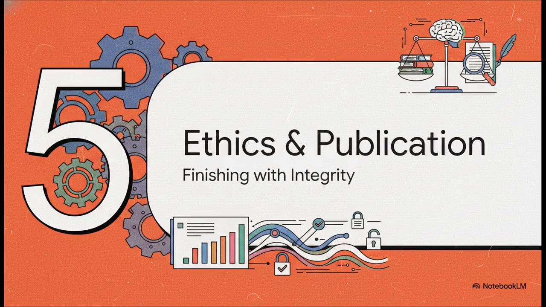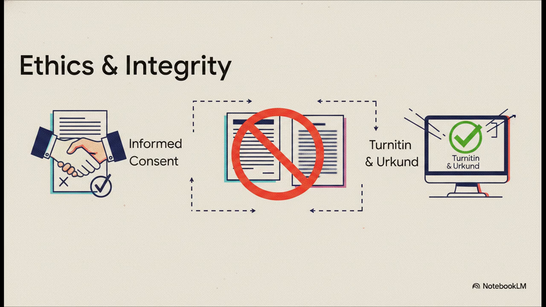And our final phase, Section 5, Ethics and Academic Publication, finishing with integrity. Ethical research is totally compulsory under UGC and APA guidelines. You must secure informed consent, meaning your participants fully agree to the study after knowing the purpose and risks. And you absolutely must avoid plagiarism, the ultimate academic dishonesty of copying someone else's work without giving them credit. You explicitly need to memorize the software tools universities use to catch this, namely Turnitin and Urkund.